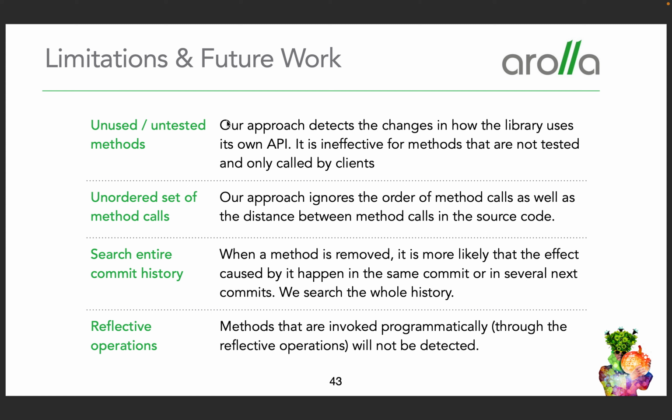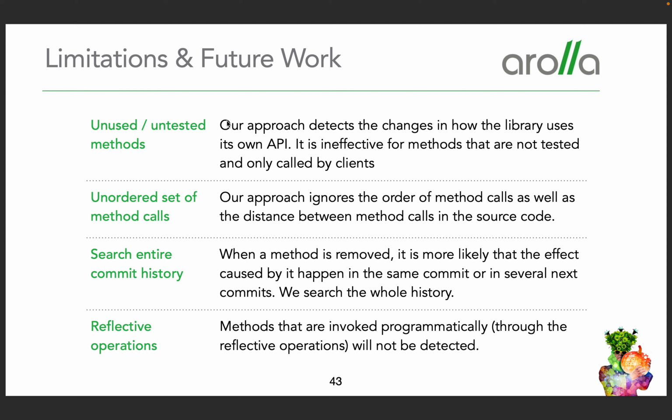Finally, those are the limitations of our approach, and they imply also the directions of the future work. So first, this approach is not very useful for methods that are not used by the library or not tested, because what we do, we learn from the self-usage of the library, so how the library uses its own API. So if the method is not used or not covered by tests, we cannot learn anything about this method. Second, we depend on the unordered set of method calls, which means that we completely lose all the information about the order of these method calls, which is also a limitation.